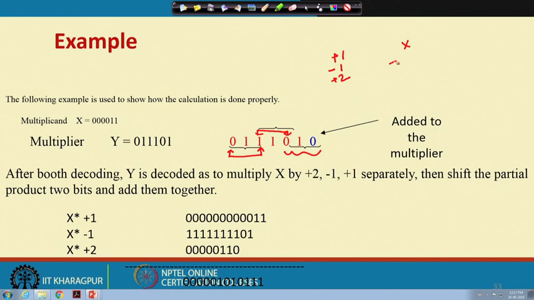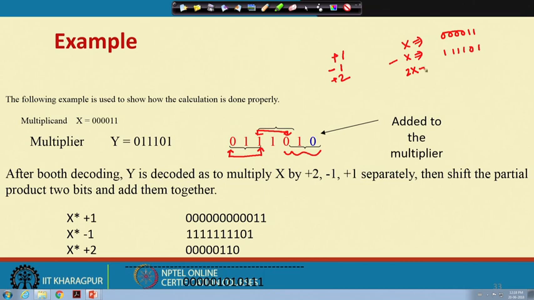Okay. So, that means in the next it is minus x, and in the next it is plus x, plus 2. Plus 2 means that is 2 of x. So, x means what? If I consider from this, x means 1 1. Then minus of x, in 2's complement format, if I write it, is 0 and then all 1.